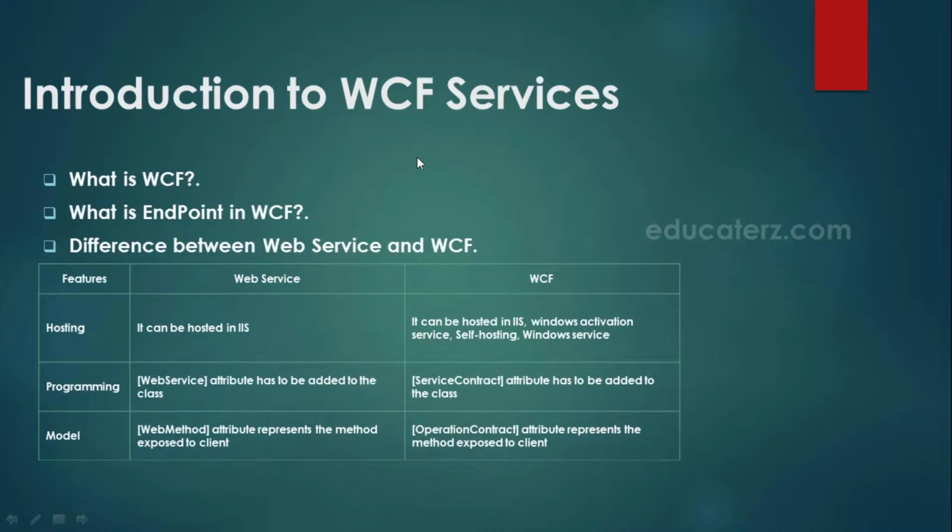And what is an endpoint called? Endpoint means there are three things that come into the picture. One is address, another is binding, and the other is contract. Endpoint we call as the ABC of WCF. You may get an interview question like, what are the ABC of WCF? A stands for address, B stands for binding, C stands for contract.